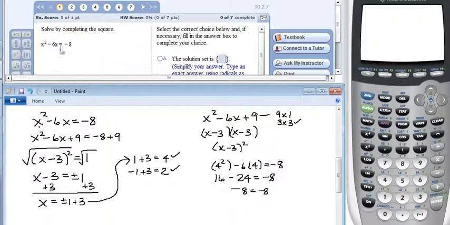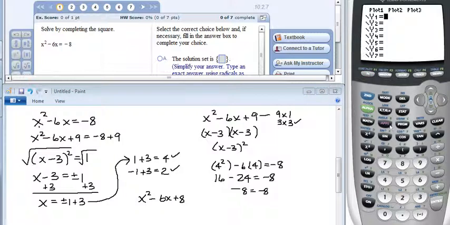Another way to do it is to add my 8 across. So I would have my x squared minus 6x plus 8. And I would check it with my calculator to see where it crosses the x-axis. All right, we just learned that last time. So we have multiple ways of checking these.